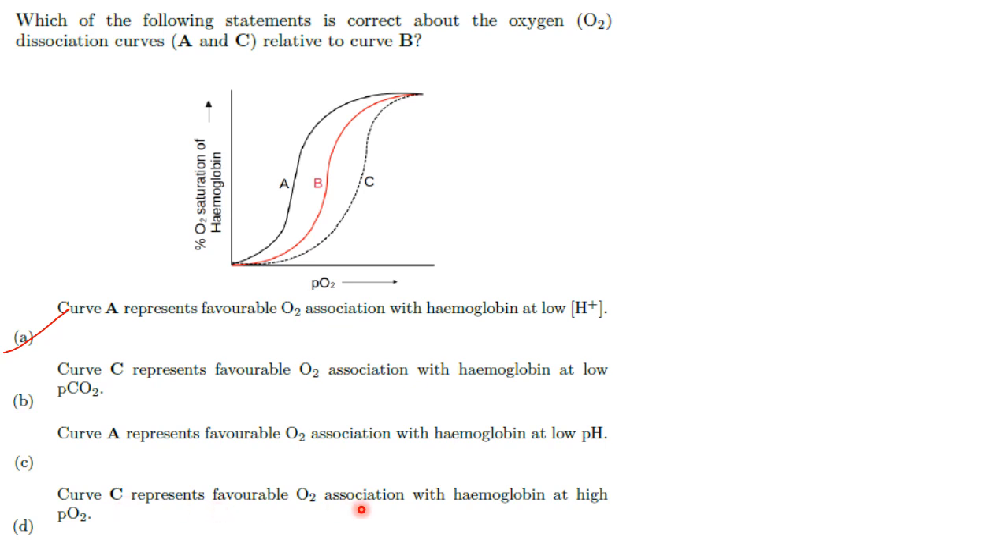Curve C represents favorable oxygen association. It is not favorable association. At high PCO2, there is no high oxygen concentration at curve C. C represents high carbon dioxide level and it shifts the curve to the right. So the answer here is option A.